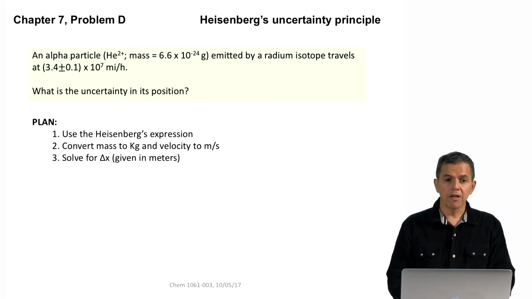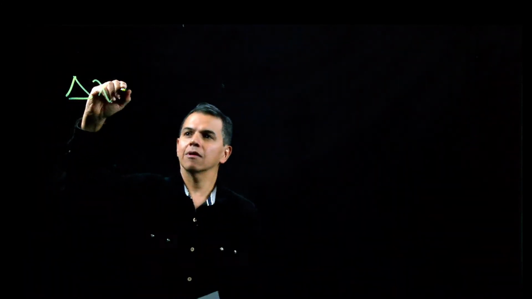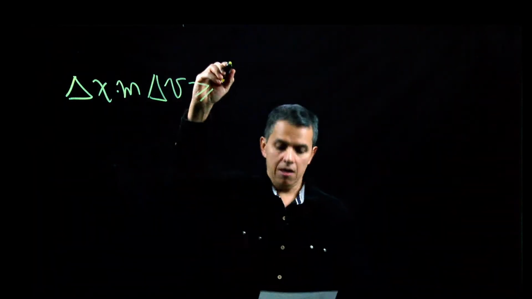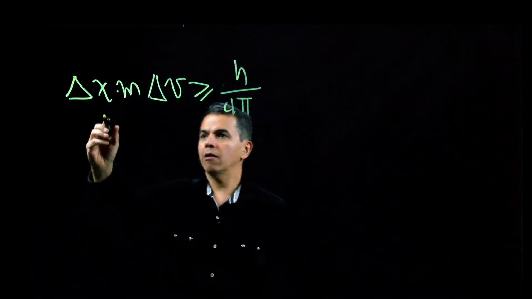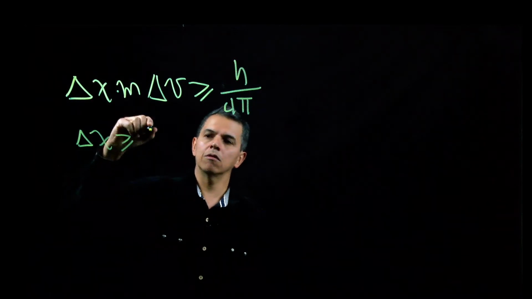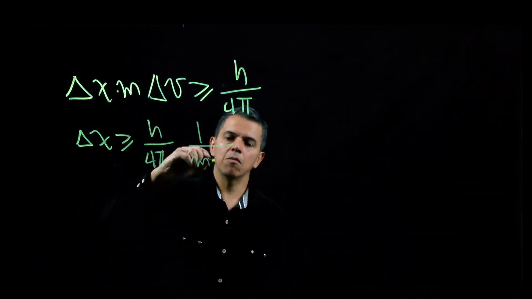To solve the problem, the first thing is we're going to be using Heisenberg's expression. For that, we will need to convert the mass to kilograms and the velocity to meters per second. And then we're going to solve for delta x, which will be given in meters. Heisenberg's expression says that delta x times the mass times delta v is going to be greater than or equal to Planck's constant h divided by 4 pi. Since we are interested in knowing delta x, we're going to solve for that, and delta x is going to be greater than or equal to h divided by 4 pi times m times delta v.